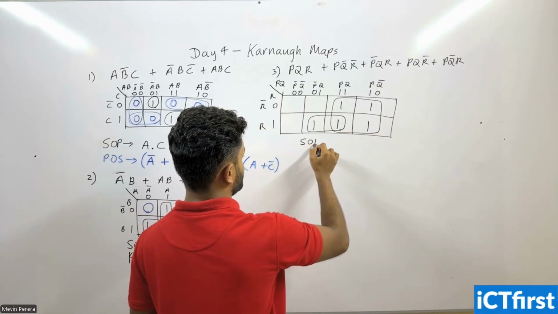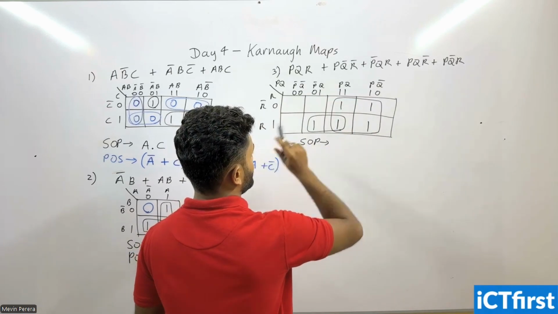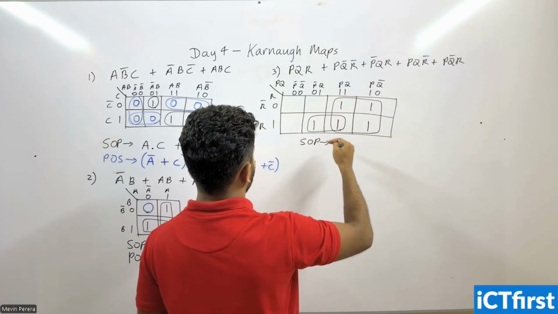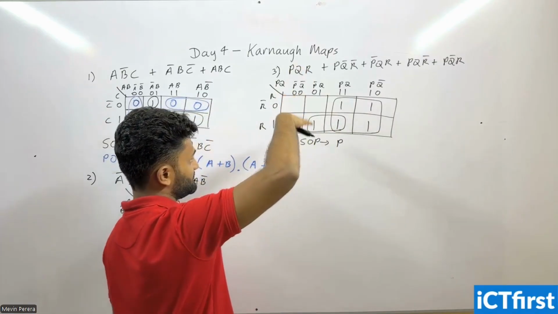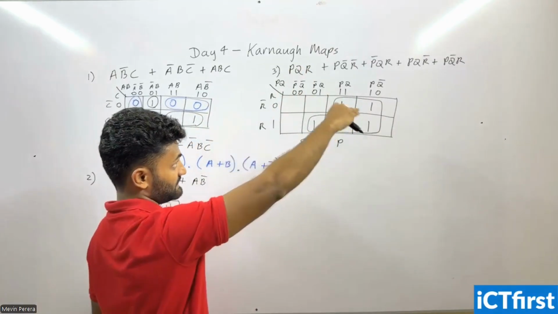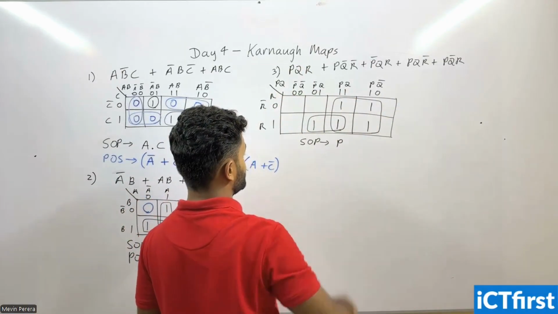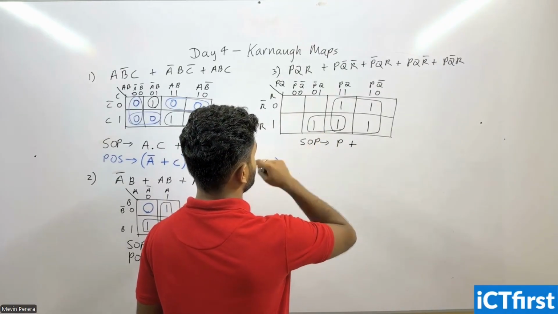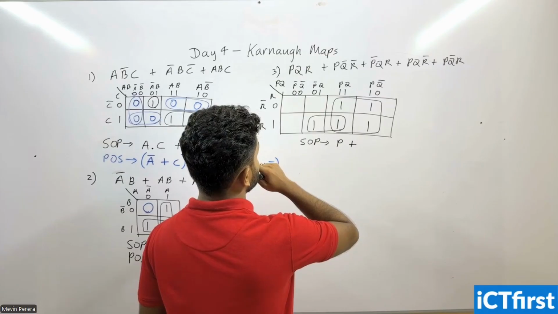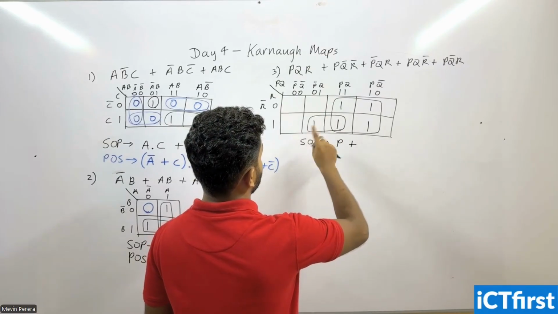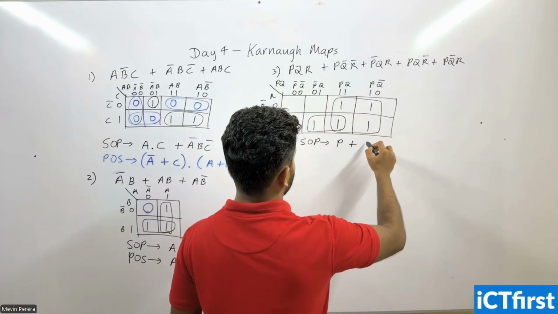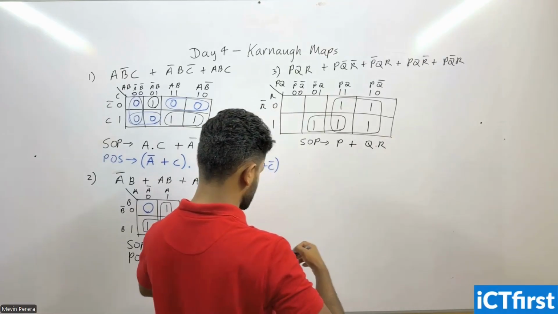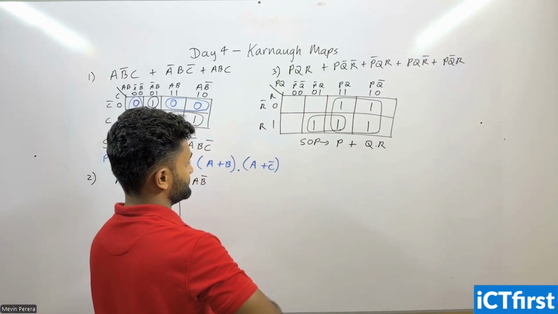So for the SOP, in this one the common one is P. At the bottom, of course, there's no common one. Horizontally only there's a common one, which is P. And then plus, we are taking the second group. The common one is Q, right? Q and then R. So this is the SOP expression.